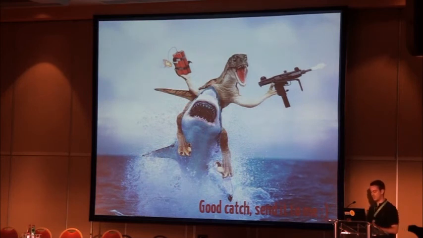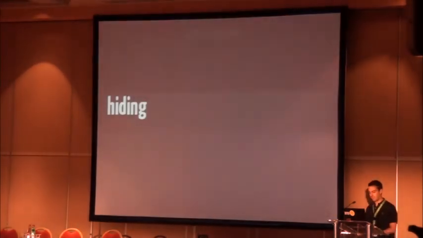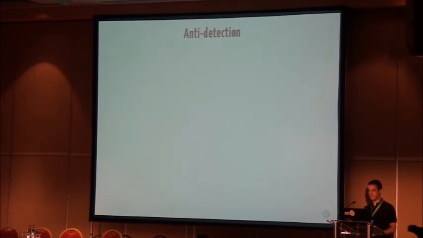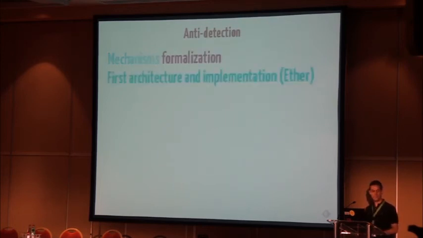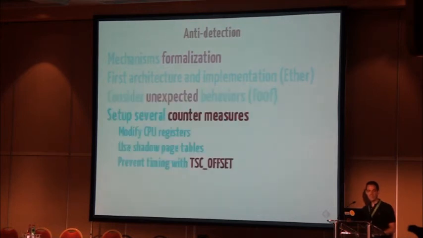I've spoken about the detection part. What about the hiding part? As I said before, for detection mechanisms we had mechanism formalization with ATER. Maybe you know it. It formalizes the detection methods and anti-detection methods and proposes the first architecture and implementation, named ATER, which considers unexpected behaviors and sets up several countermeasures, such as modifying CPU registers to hide its impact, using shadow page tables, which are not under the control of the VM, and preventing timing attacks with TSC offset, which is a feature with VTX.